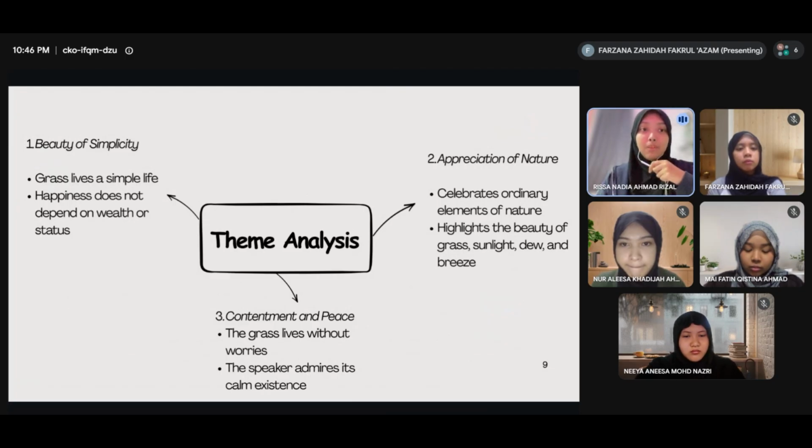And last but not least, the theme of contentment and peace is expressed through the calm and relaxed tone of the poem. The grass is described as having so little to do, yet it still exists peacefully and beautifully. This suggests a sense of satisfaction and harmony with life. The ending line, where the speaker wishes to be like the hay, also reflects a desire for a peaceful and simple existence. So overall, I think the poem encourages readers to appreciate simplicity, value nature, and find contentment in a peaceful and uncomplicated life. So I'll be passing it to Farzana Zahida.